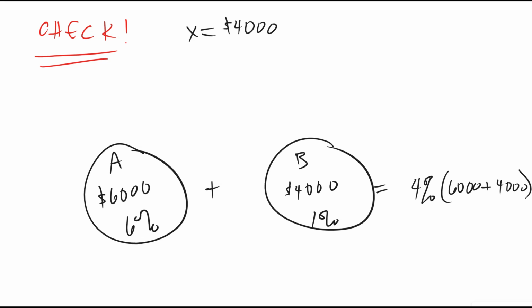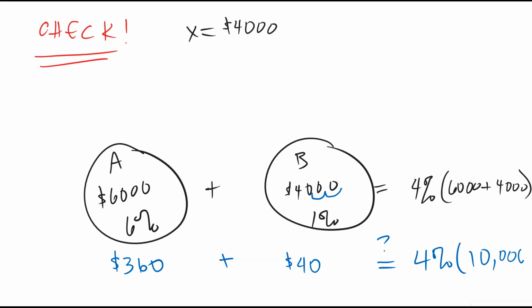Let's just see if that works. Okay, 6% of 6,000 is $360. You can check that. 1% of 4,000, here you're just moving the decimal. That's 10%, that's 1%. So that's $40. And we're asking, does that equal 4% of $10,000? And yes, it does. So we get $400 on the left, and that does equal 4% of $10,000, which is $400. So that's great. Our answer checks.